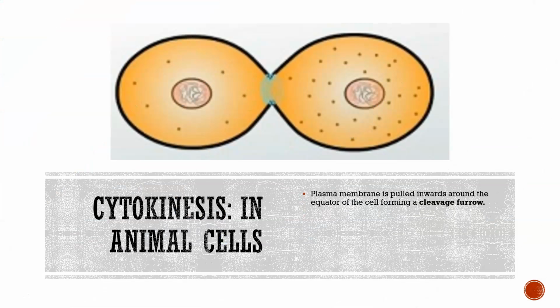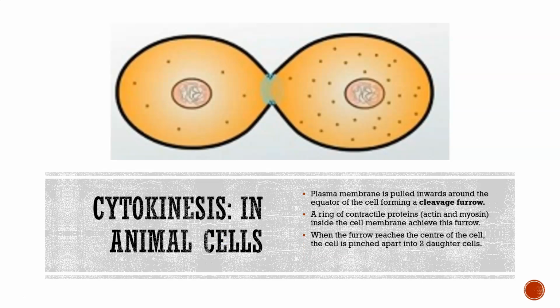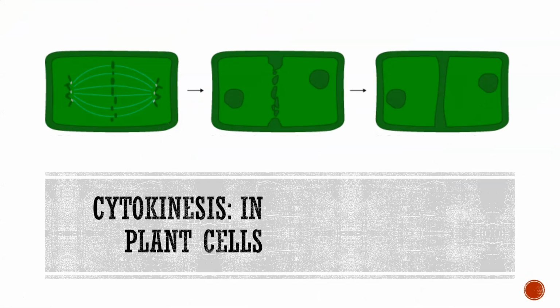In animal cells, the plasma membrane is pulled inwards, forming what we call our cleavage furrow, and a ring of contractile proteins, actin and myosin, inside the cell achieve the furrow. And when the furrow reaches the middle, it's pinched apart into the 2 daughter cells.